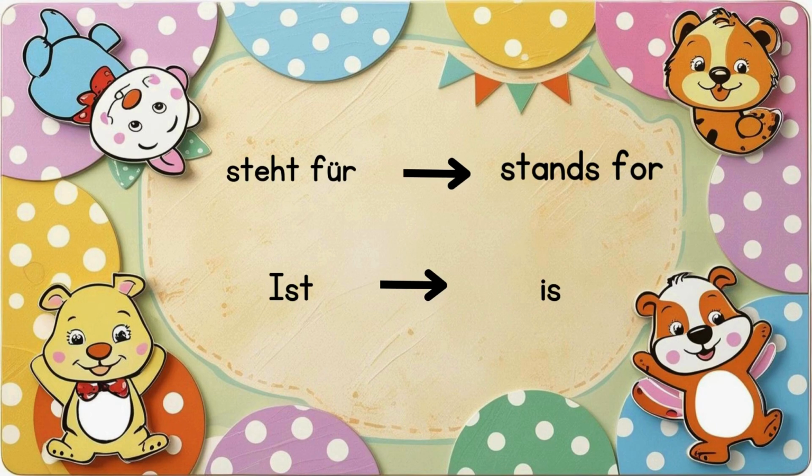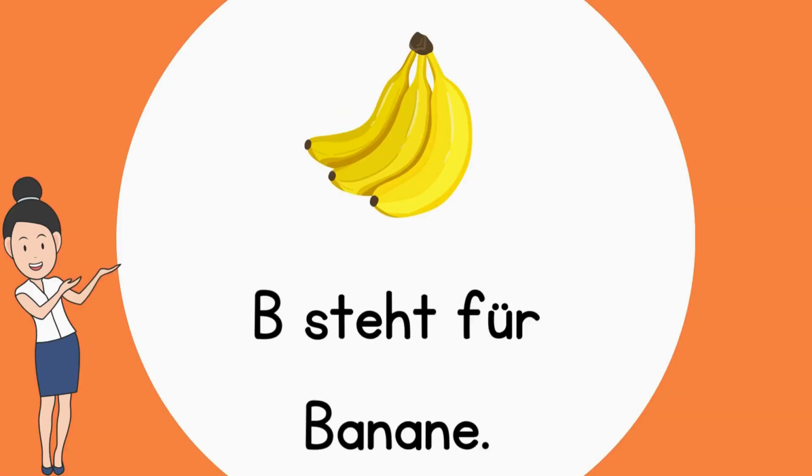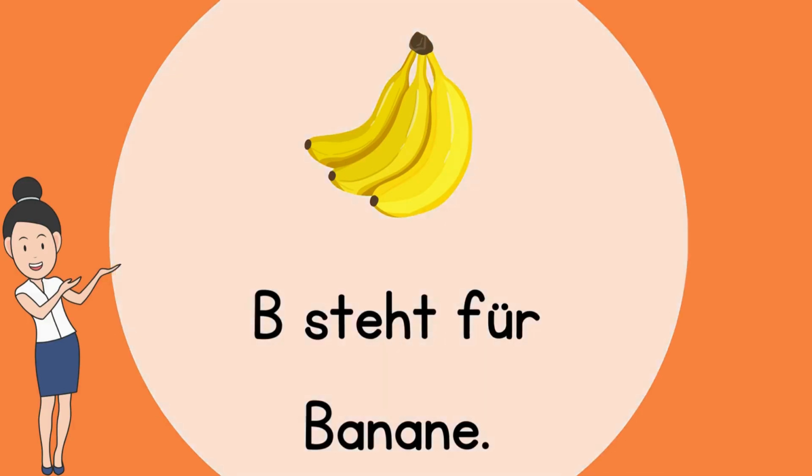The first letter is the letter A. A is pronounced as A in German. Once again, A. And A stands for Apfel. Once again, Apfel. Apfel means apple. The next letter is the letter B. B is pronounced as B in German. Once again, B. B stands for banana. Once again, banana. Banana means banana.